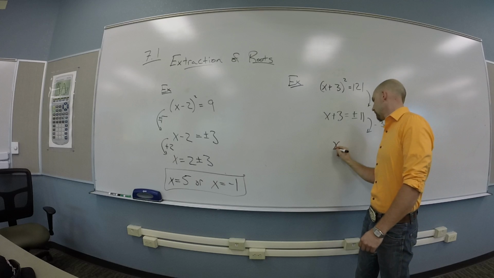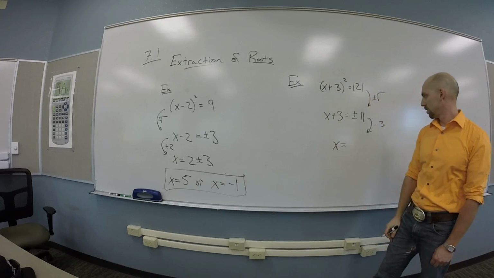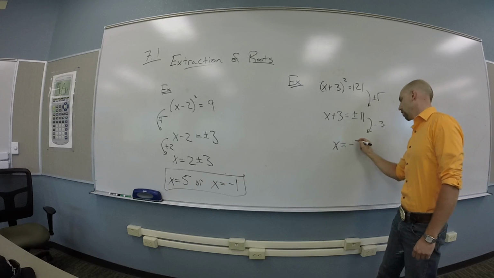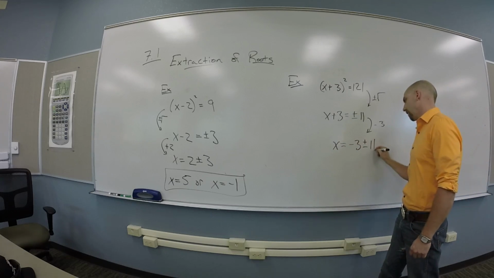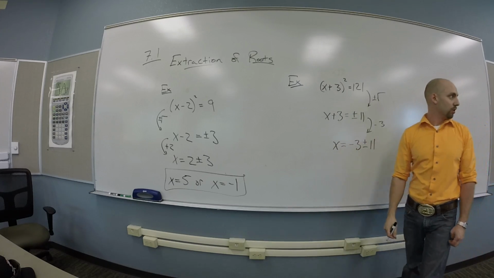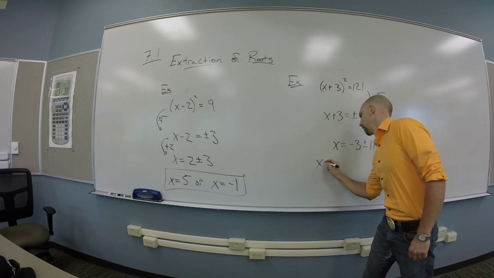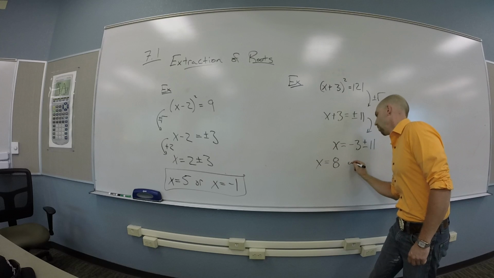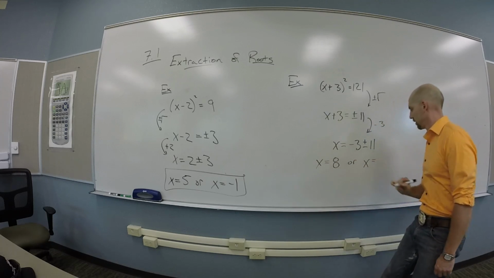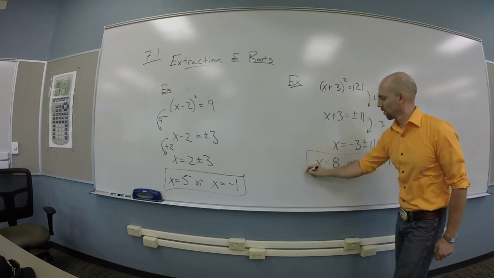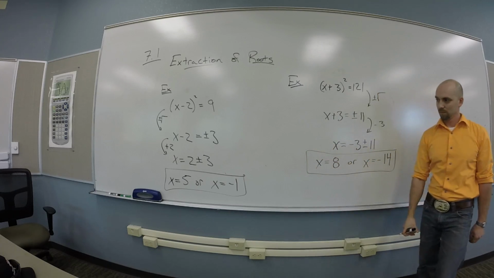So I get x is negative 3 plus or minus 11. And then do the two options, right? So x is 8 or x is negative 14. Cool.